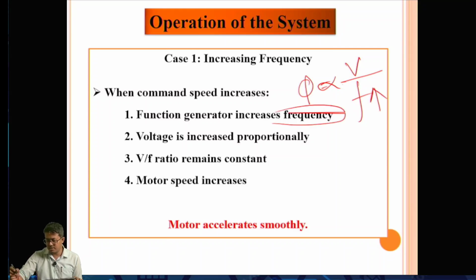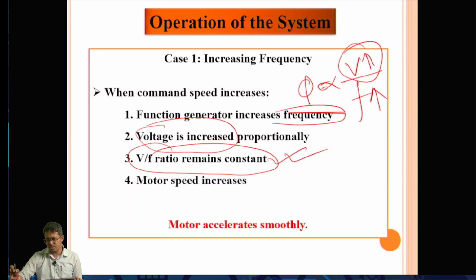Now frequency is increased. To make it constant, we need to increase the voltage also, so that the V by F ratio remains constant and motor speed will increase. So we can say that the motor accelerates smoothly.